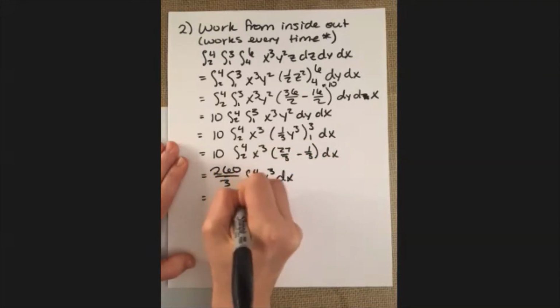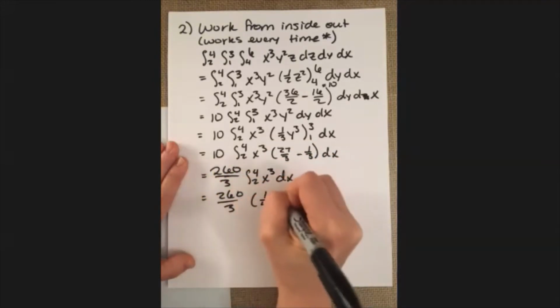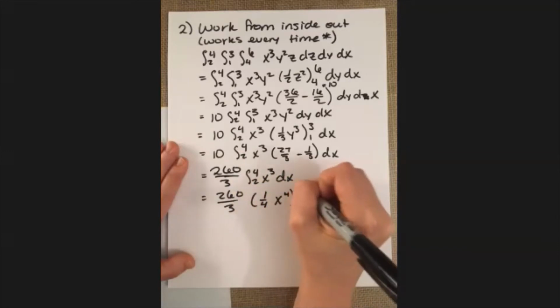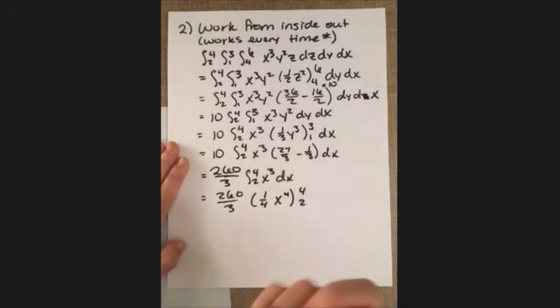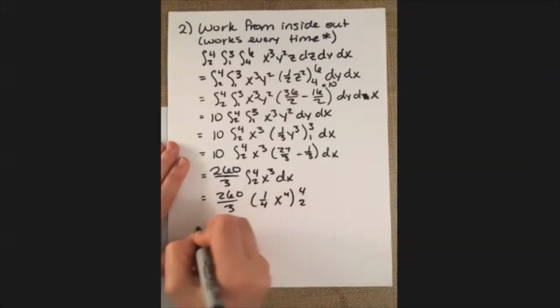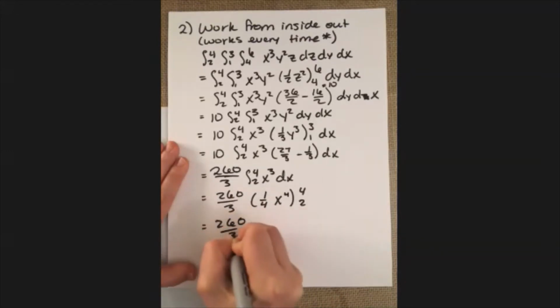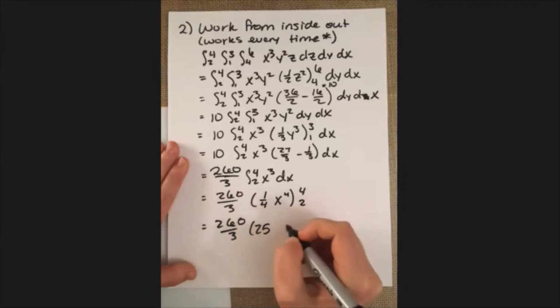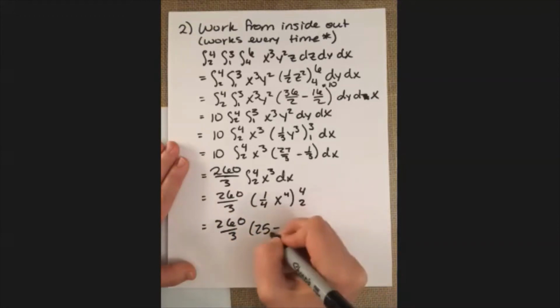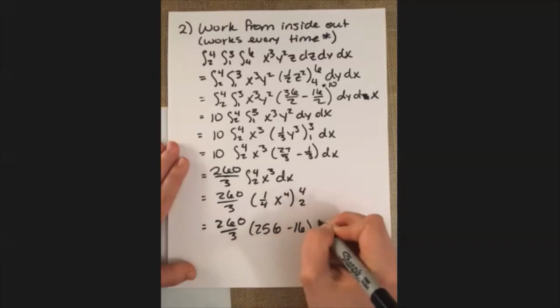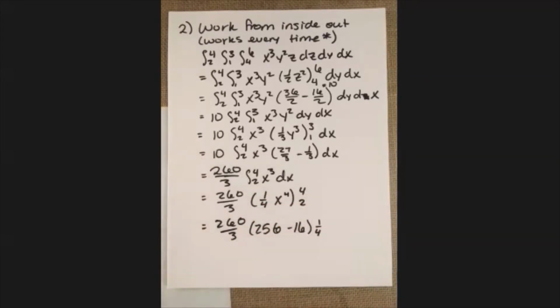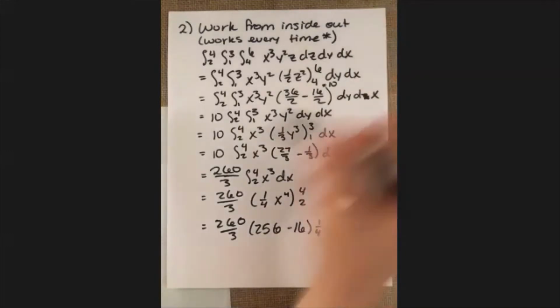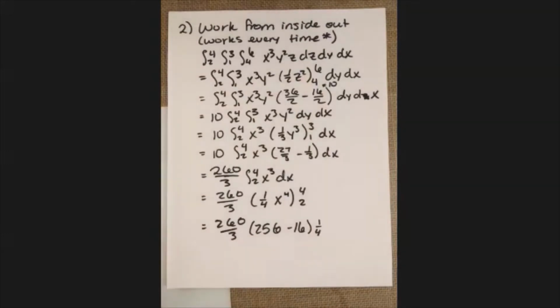So it's 260 over 3 times 1/4 x to the 4th from 2 to 4, which is what we get from evaluating that integral. And then it's 260 over 3 times 256 minus 16, and this is still times 1/4 out here. That came from there. You can throw that into your calculator and figure out what that is equal to. But you can use either method as long as either method is capable of working. But this one will work every time, again, with a little caveat that I'll tell you about later.